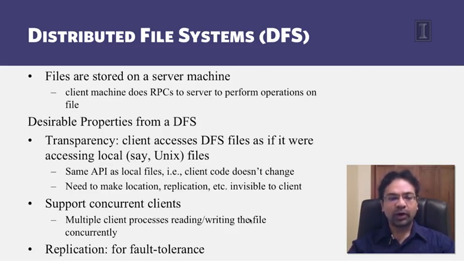Next, you want to support concurrent clients. One of the bigger reasons to have a distributed file system is to allow multiple clients to concurrently or simultaneously read and write a file. Okay? And so you want a DFS to support concurrent clients. And finally, you want to have replication for fault tolerance. You may want to replicate the file or certain blocks of the file across different servers, so that if some servers fail, you don't lose the file. You still have at least one copy of the file around.